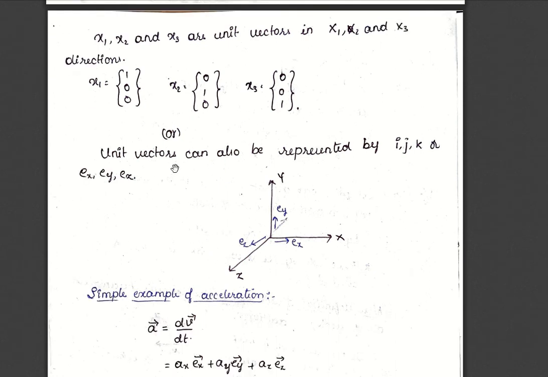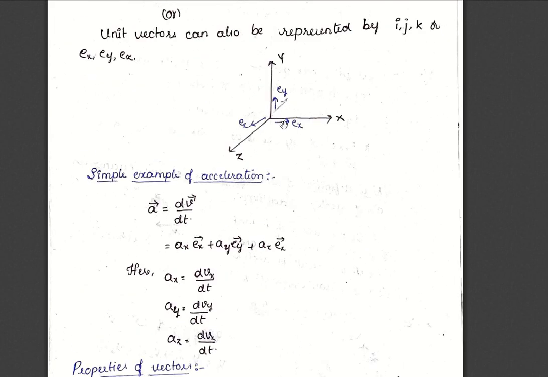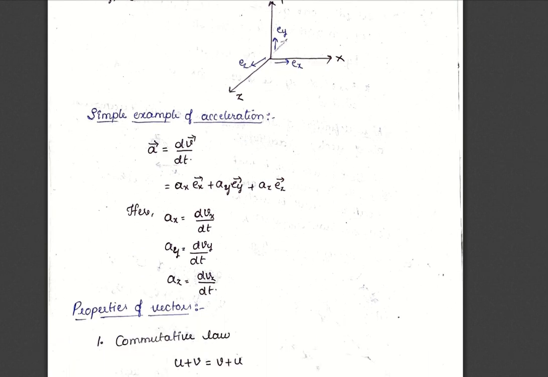You can also denote unit vectors as small i, small j, small k, or ex, ey, ez, because they represent the directions. So this is the x-axis. The unit vector in that direction is small ex. Similarly ey, similarly ez. We shall see a simple example of acceleration.